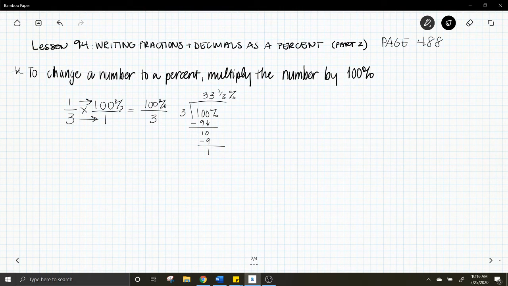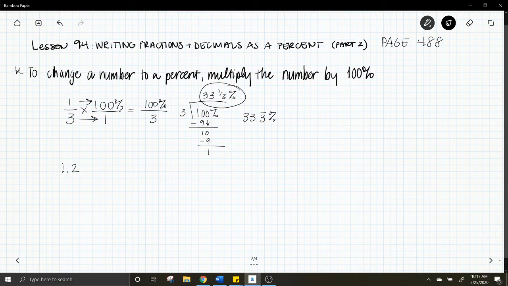If we decided to write that as a decimal percent, we would have gotten a repeating 3. So it's really more of a whole answer in this case to write it as a fraction. So 33 1/3%. Next, let's write 1.2 as a percent.